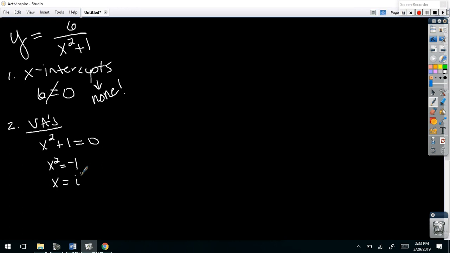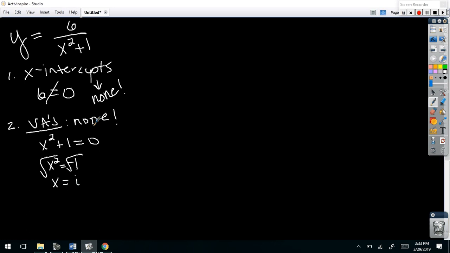We don't graph imaginaries on a number plane, right? Wait, why is it not 1? It's just i? The square root of -1 is i. But if it was like the square root of -2, it'd be i times the square root of 2. So there's no vertical asymptotes? So there are no vertical asymptotes because I'm not graphing on an imaginary plane. I'm graphing on a real plane. Okay? So if you get an imaginary number or something that doesn't make sense, there are none.